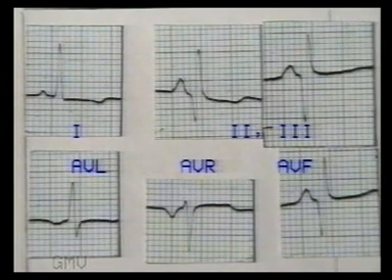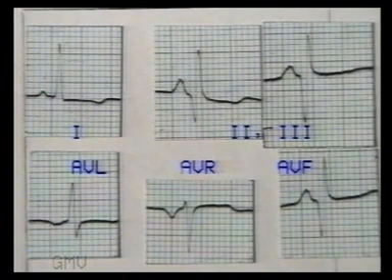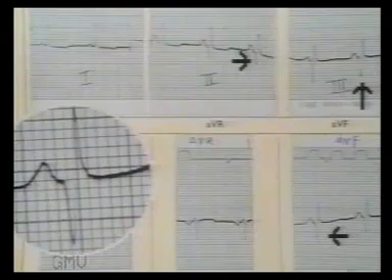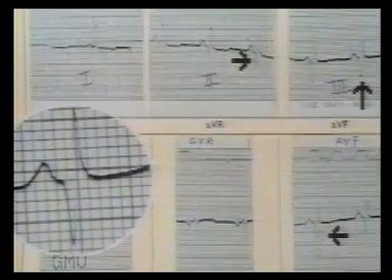In this ECG strip, note the deep Q waves in leads 2, 3 and AVF. The ST segment is isoelectric and there is no T wave inversion. So this is an old inferior wall infarct, at least 3 months old. The same ECG, note in close-up view that the Q wave is deep as well as wide, a pathological Q wave.